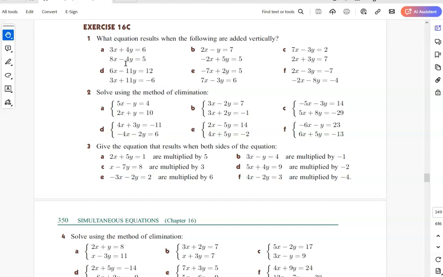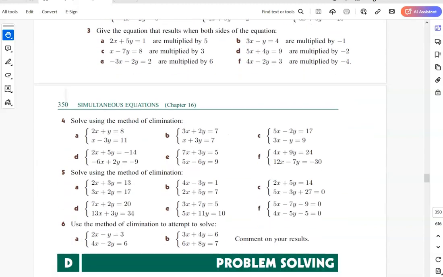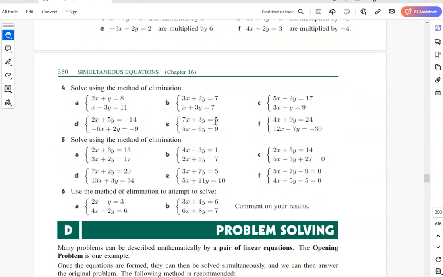What about for B? Would you add or subtract? Add, because you got 2x plus minus 2, they'd eliminate. Get the gist? I think most of them are just add. Notice number 2. Again, you got y's the same, you've got x's the same, they're all the same. So no real effort on our part. So we are going to go all the way down to question number 4.